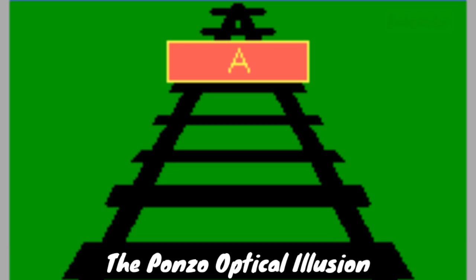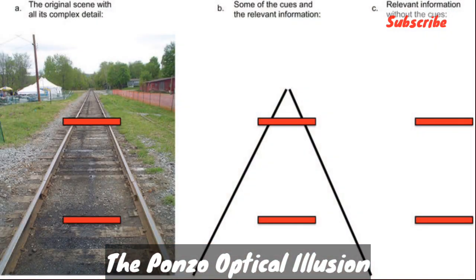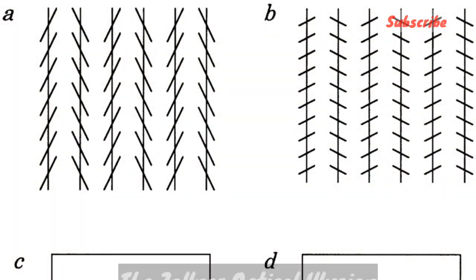Point 6. This illusion occurs because people view the scene from a linear perspective. Since the vertical lines look like they are getting closer together, the viewer interprets the top line as further off in the distance. Point 8. 5. The Zollner optical illusion.